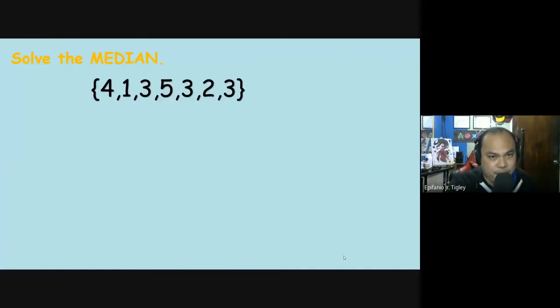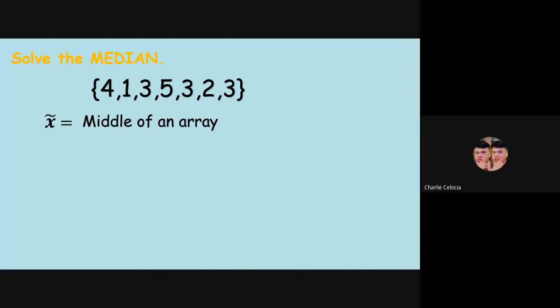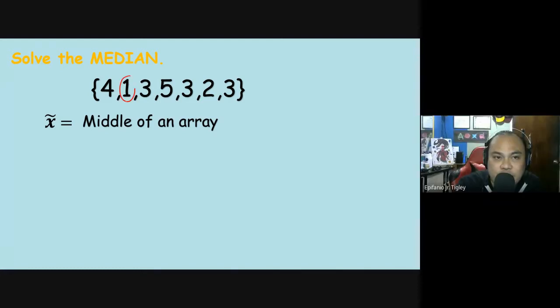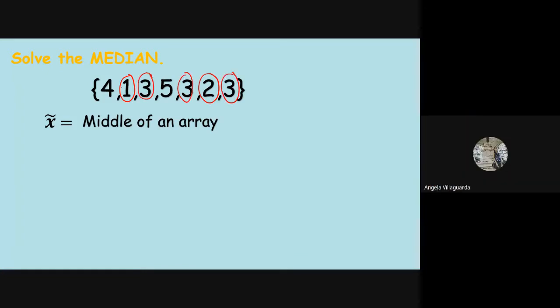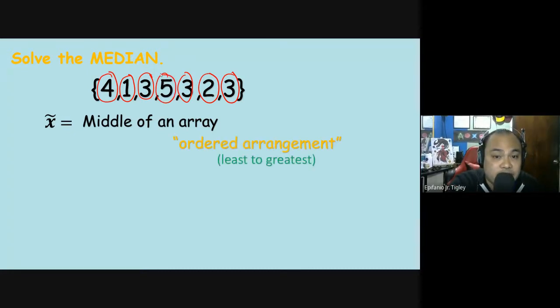Let's have an example. O asa may dapat mag-una ani nila. Arrangement. The first step is to arrange. Okay? Arrange. Unsa may atong first number dapat? 1, 1. Next ni 1. 2, next ni 2. 3, next ni 3. 4, 4, next ni 4. 5. Okay, there you go. Our ordered arrangement from least to greatest.